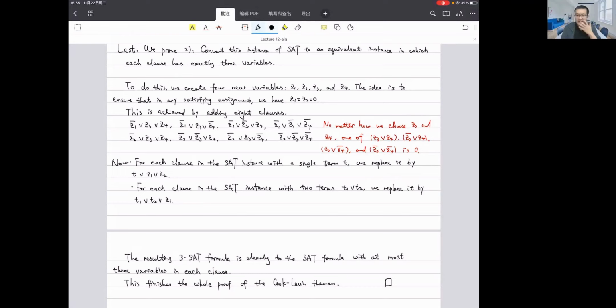So this is just a proof sketch, and for the past 1 or 2 hours, I've been covering the details for the proof of this Cook-Levin theorem. So is there any question about the Cook-Levin theorem?